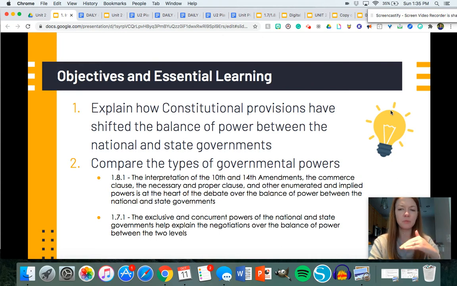And as you can see below, I've kind of given you a preview of what I'm going to be talking about. So we're going to be talking about the interpretation of the 10th and 14th Amendments, various clauses of the Constitution, and then various powers as well, like exclusive and concurrent powers, things like that.